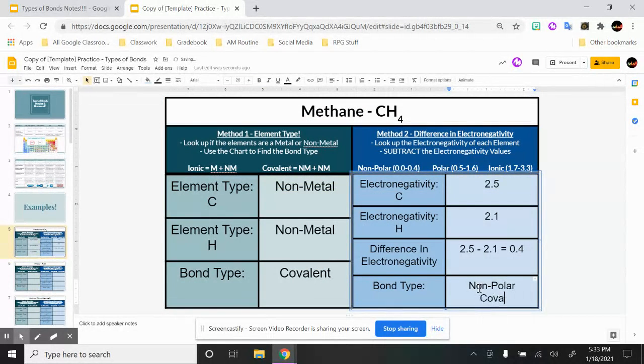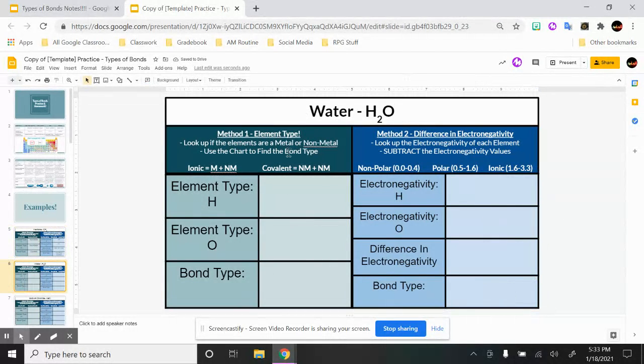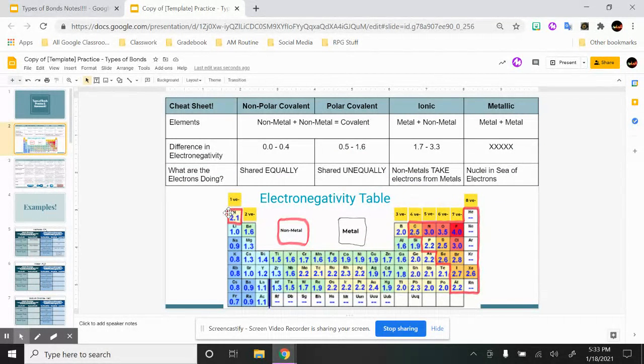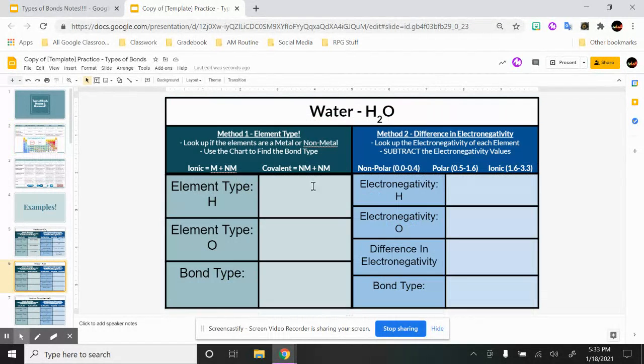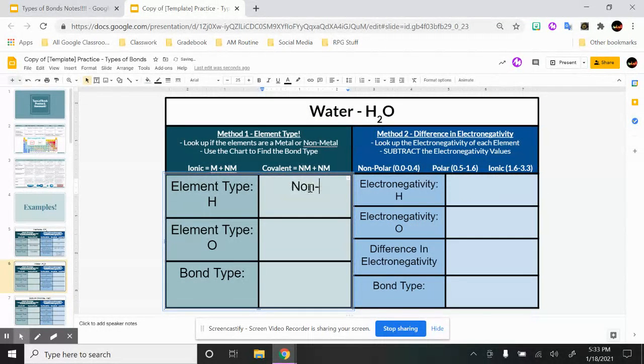Okay. Let's try another one. So here I have H and O. So first I'm going to look up if they're metals or non-metals. So hydrogen is a non-metal. Oxygen is a non-metal. So I have non-metal plus non-metal is covalent.